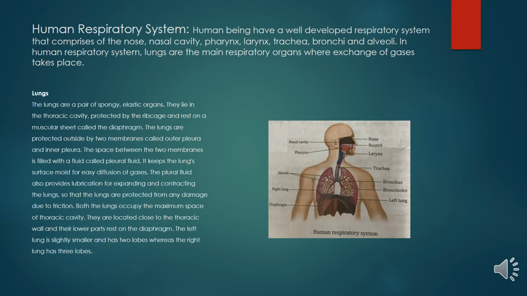It keeps the lung surface moist for easy diffusion of gases. The pleural fluid also provides lubrication for expanding and contracting the lungs, so that the lungs are protected from any damage due to friction. Both the lungs occupy the maximum space of the thoracic cavity. They are located close to the thoracic wall and their lower parts rest on the diaphragm. The left lung is slightly smaller and has two lobes, whereas the right lung has three lobes.